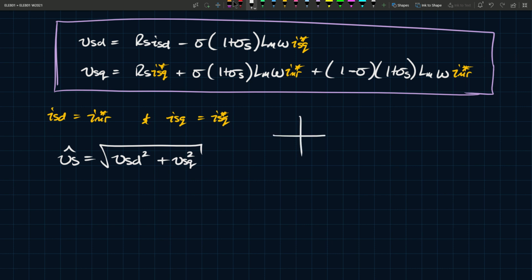Because remember, this is essentially the DQ frame. You have a vector here, and this is going to be like VSD. So if this is VS, then this is VSD, and this is VSQ, right? And so the magnitude of this VS is going to be the square root of the sum of the squares, right? Now, what else do we have? In terms of all of this, we can say that there are some things we can note. So this term here, well, I forgot to replace this one with IMR, right? This should also be IMR.